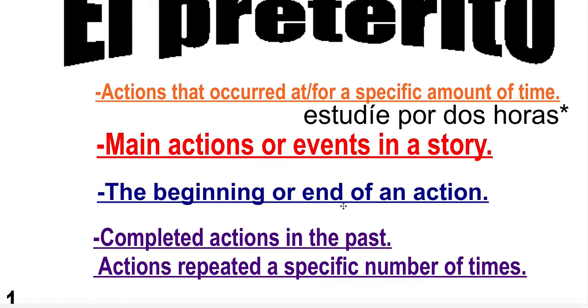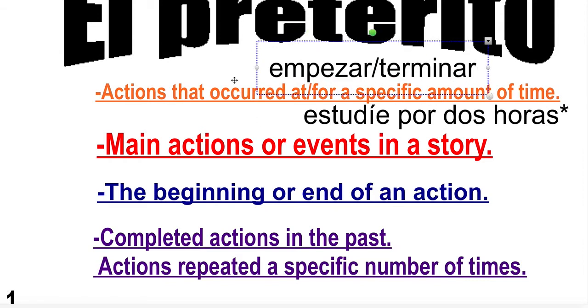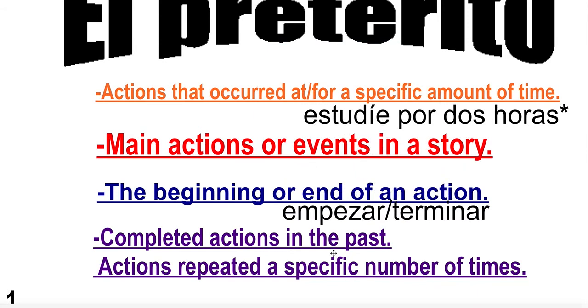Also the beginning or end of an action. So it started to rain, you'd say empezó a llover. La clase terminó. Okay, so the words like that, to begin, empezar, terminar, those are usually going to be in the preterite tense. Something can only start or end once. So it's that whole idea of a completed action in the past.